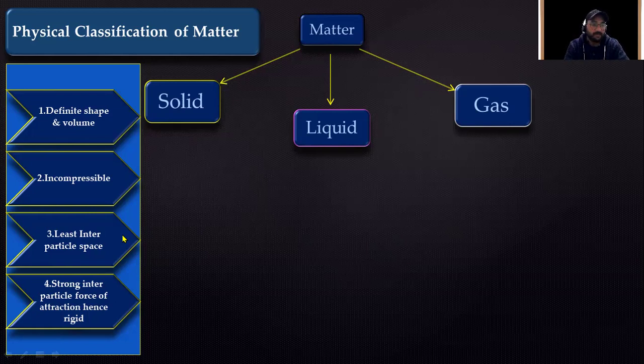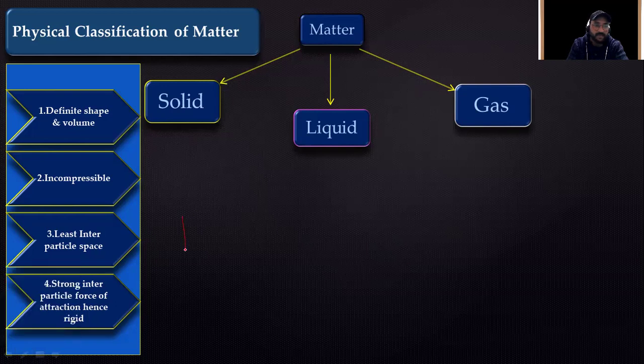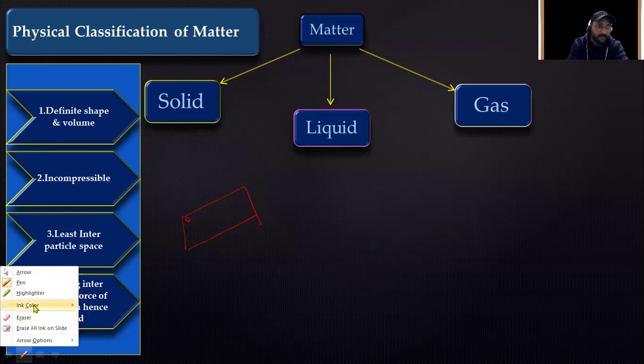Coming to the third property, least interparticle space. Yes, in case of solids, they have very less interparticle space. We can say that particles in solids are very close to each other. Suppose we take an example of a solid, and let's change the color so that you get it very easily.